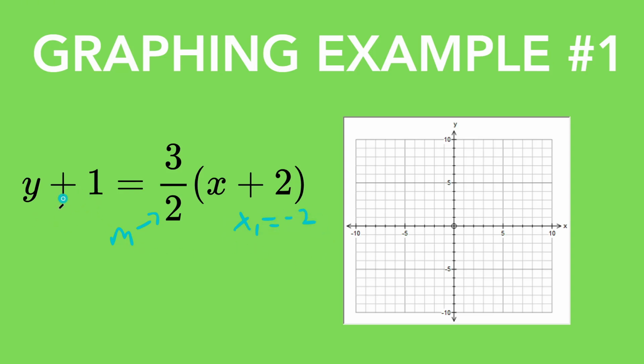Here we have our y1. We're going to be taking the opposite of this number, so y1 would be -1. When we write both of these as one coordinate point, it's going to be (-2, -1). Now let's graph this. On the graph, we're going to go to -2, -1. That's going to be our first point.